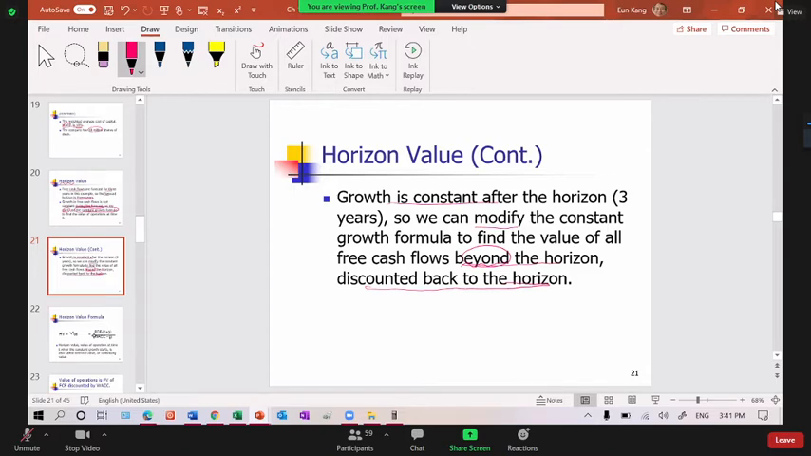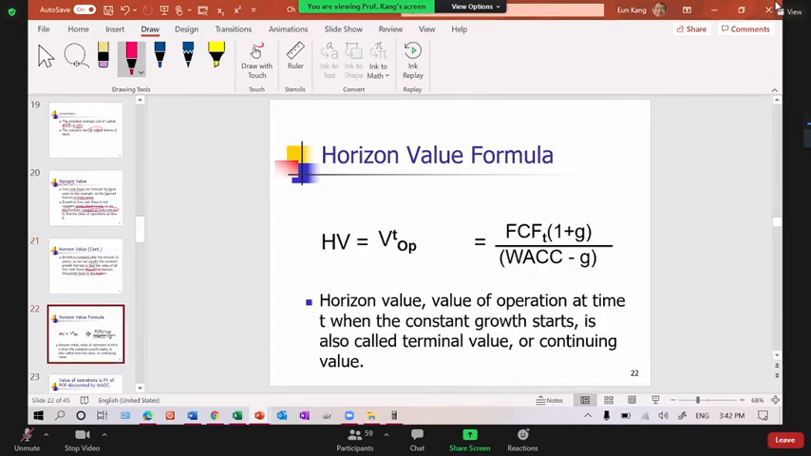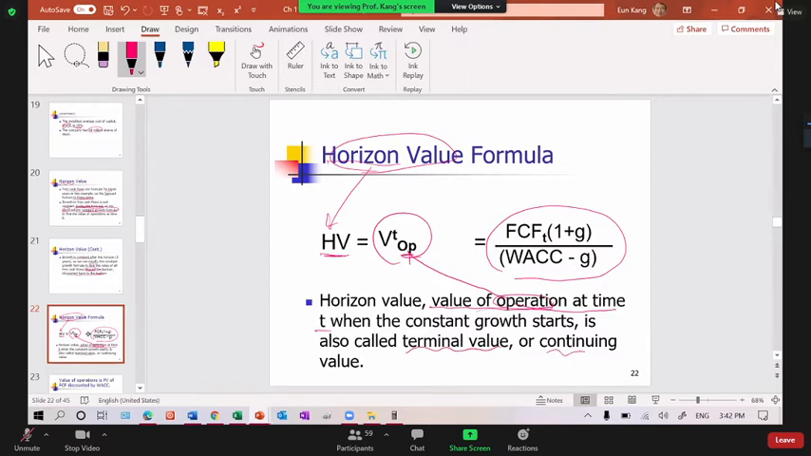The first example is easier because constant growth starts from time 0. But normally, when you evaluate a company, you may forecast better for several years, right? Then you have to take advantage of that. So the horizon value formula: horizon value, HV, equals value of operation at time t. So horizon value is value of operation at time t, and that is just the constant growth formula, or present value of a growing perpetuity, right? And that is also called terminal value or continuing value, horizon value.